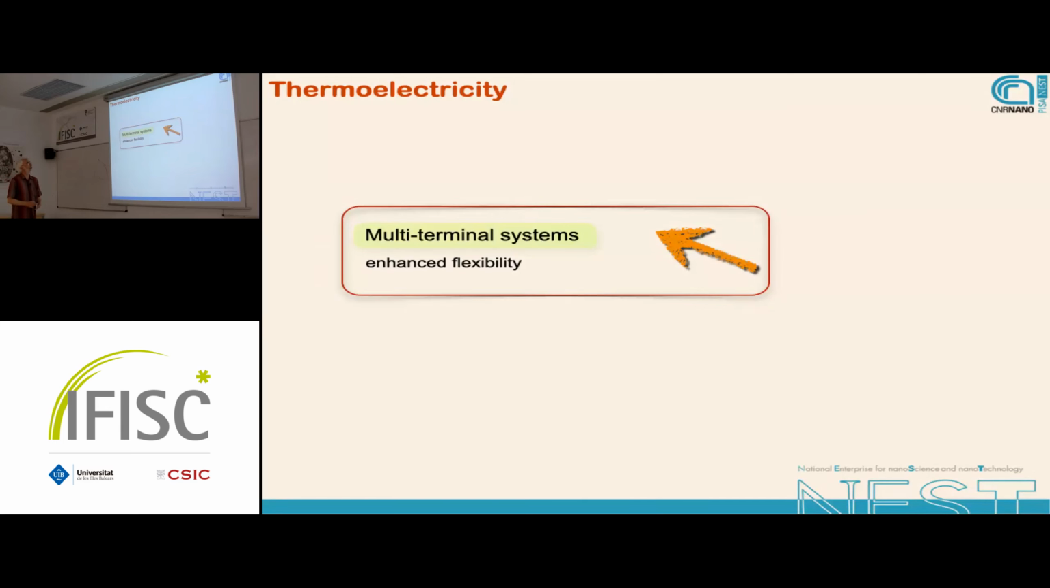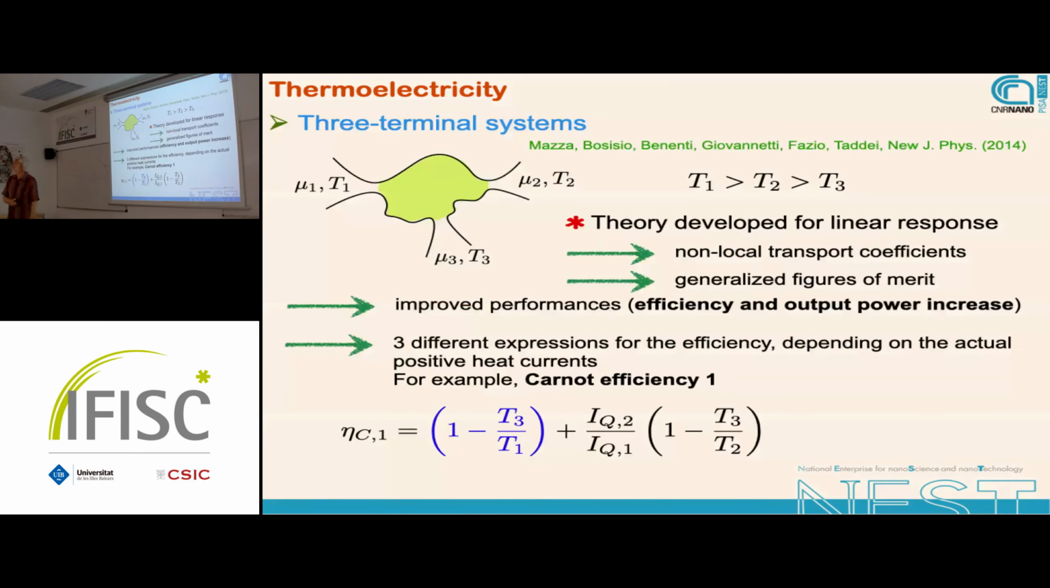So one way out to enhance the performance of heat engines is to use multi-terminal systems. What we want to do now is to use a multi-terminal system to have separate control of conductances and thermal power. In the end, what we speak about is how to completely decouple the heat flow and the charge flow. So I'm going to go in this direction to see how to decouple these two flows. Let me first say a few words. I won't spend much time on that.